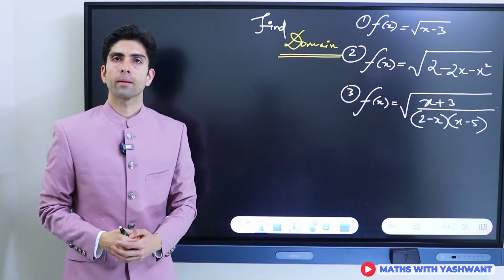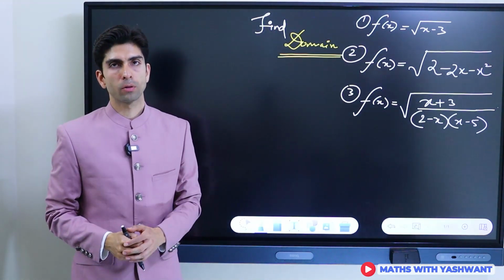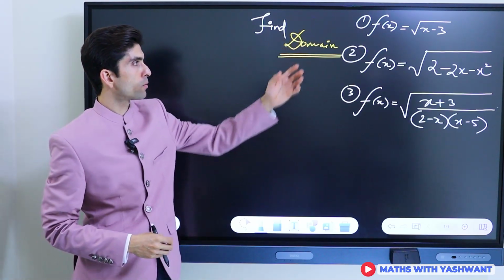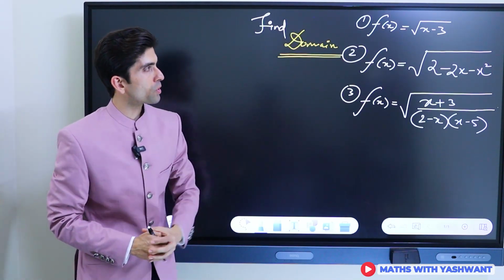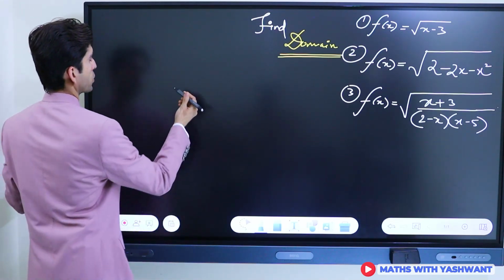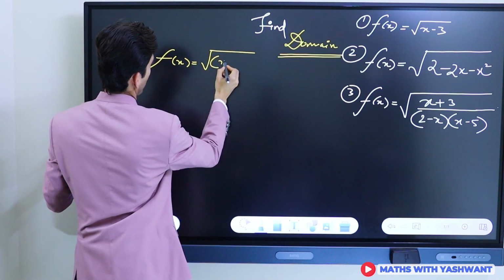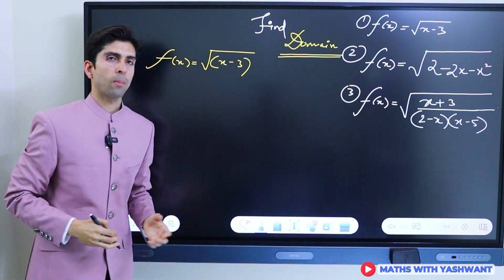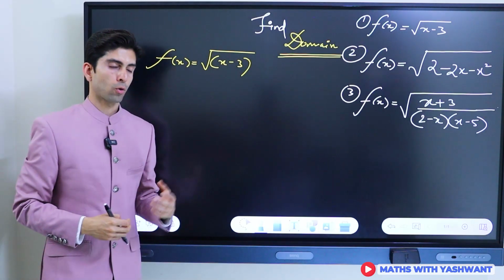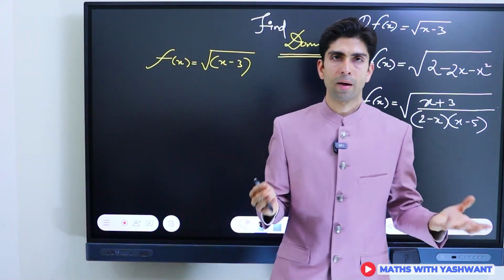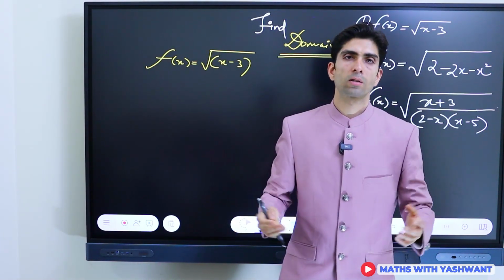Now after understanding the wavy curve, let's get back to the questions that we have to discuss for today's session. We have to find the domain for all three questions. Our first question is f of x equals the square root of x minus 3. Domain means we have to find those values of the variable involved in the expression for which the expression generates a meaningful output.